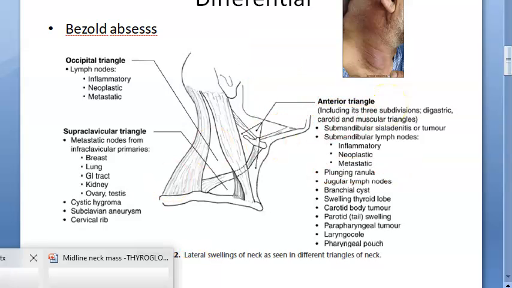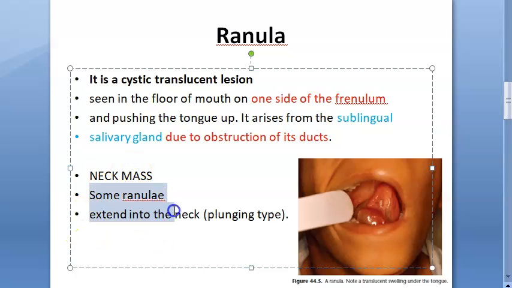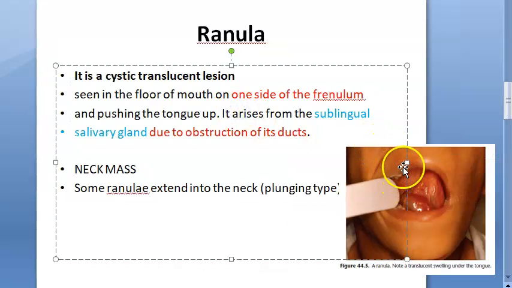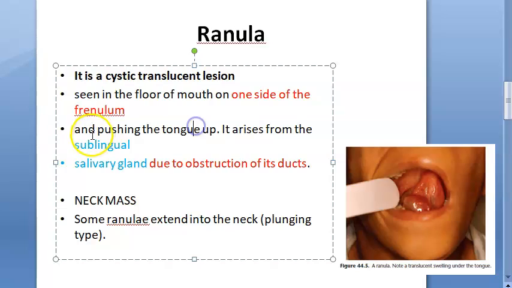Okay. So where were we? We are looking at this when the ranula extend into the neck, plunging type. Okay. So from where is this ranula coming, guys? It's coming from the sublingual salivary gland.